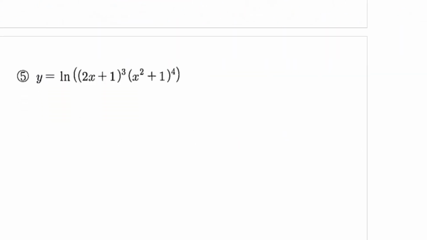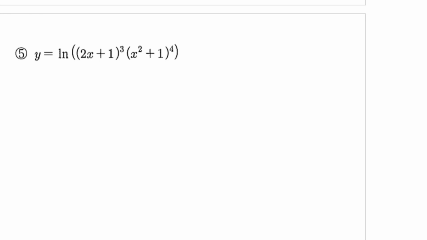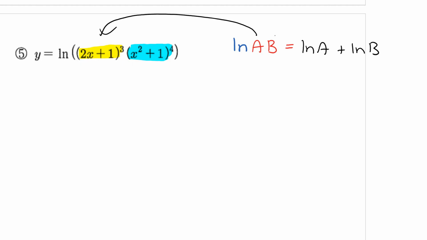Question number 5 here. And once again, I'm going to highlight the inside functions because it seems like there are two inside functions here being multiplied with each other. And we need to use one of the very first logarithmic properties here. So ln of a times b, and if I expand that, that's going to be ln a plus ln b. All right, so the a here is that, and the b here is the blue part there.